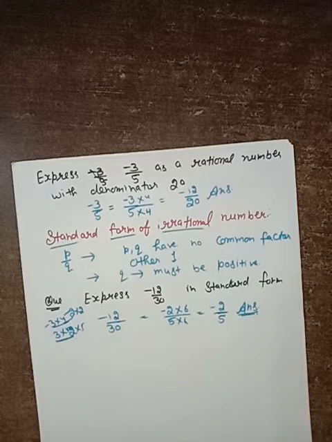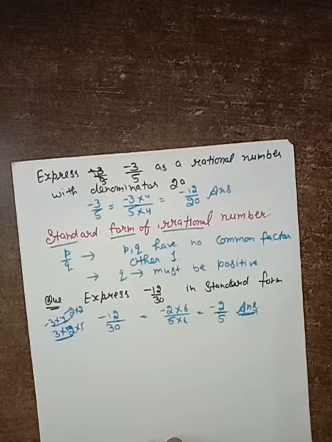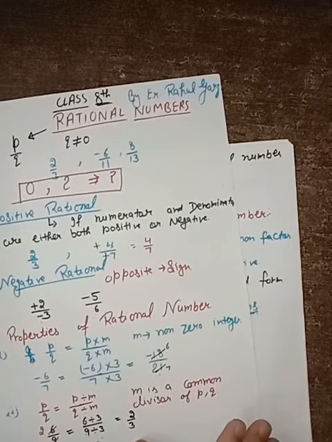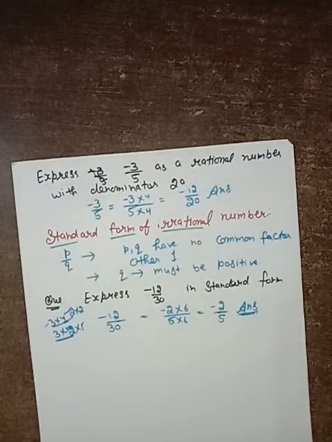Okay students, we have done with rational numbers, and then we read about positive rational numbers and negative rational numbers, and then we read properties of rational numbers. We have 3 properties of rational numbers, and the last thing is the standard form of a rational number.